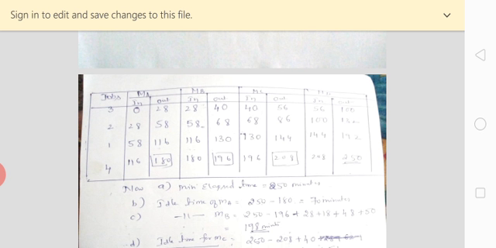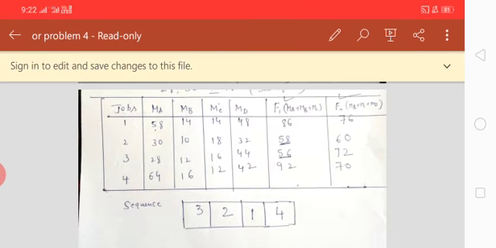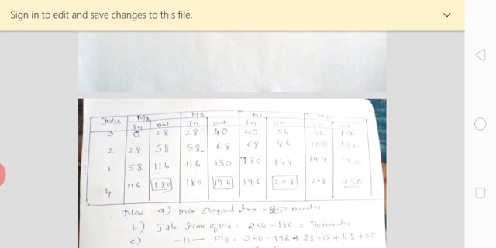Again, after 58 minutes only, job 1 will enter machine A. That 58 becomes the starting time for job 1 to enter machine A. How much duration will job 1 take on machine A? That is 58. Now you add 58 plus 58, it will become 116 minutes. It requires 116 minutes for job 1 to come out from machine A.